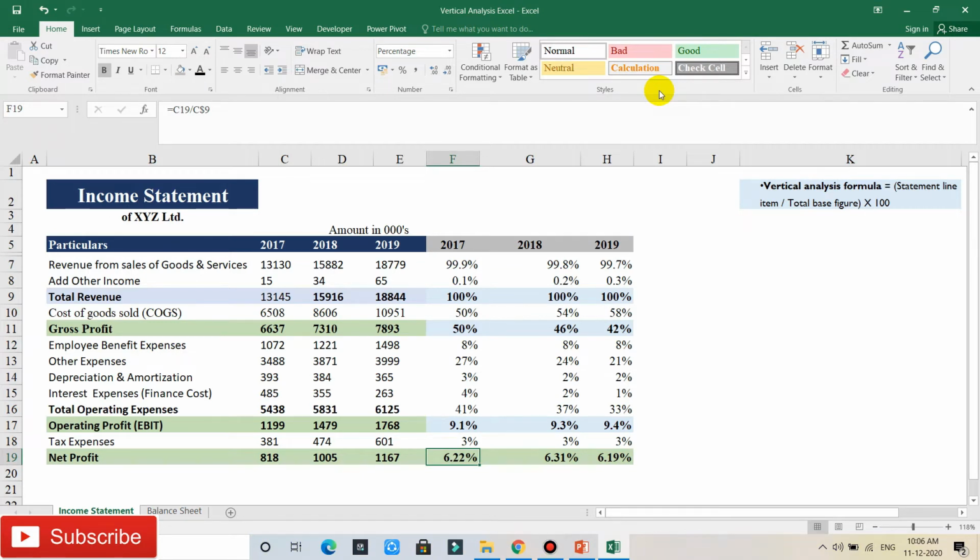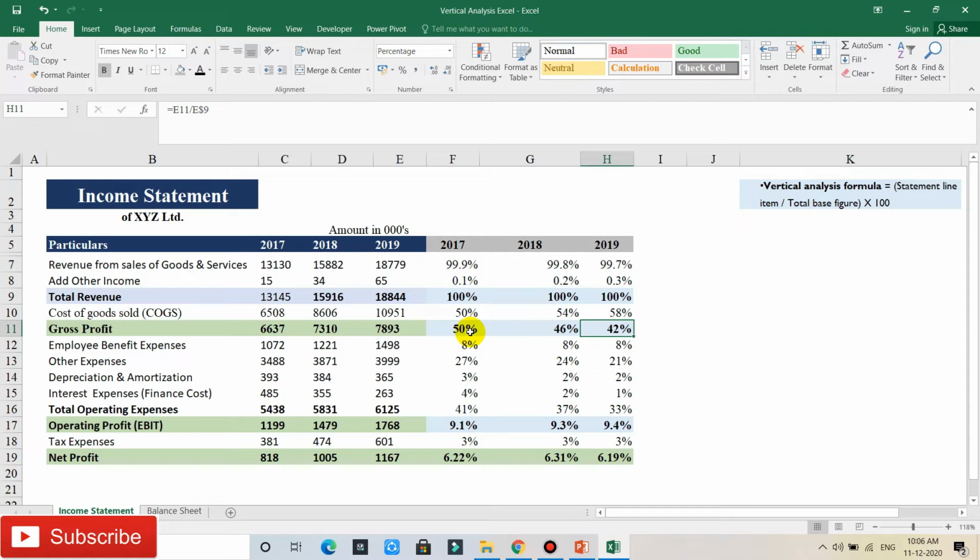Now you can see that by converting all these things in terms of percentage, it has become much more readable and much more inferential. In terms of net profit, year on year, first it was 6.22% of the total revenues, now it is 6.31 and then it is 6.91. So you can say that in 2019 it has decreased a bit if you compare it with 2018. Similarly, you can see gross profit has substantially reduced. Initially it was 50% of the revenue, but it became 46%, then it became 42% of the revenue.